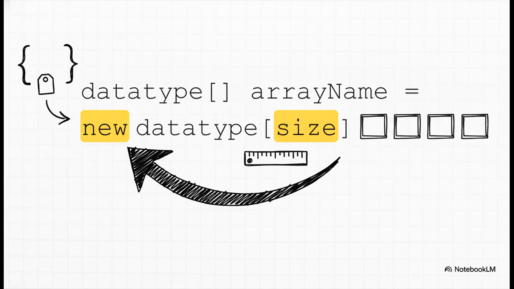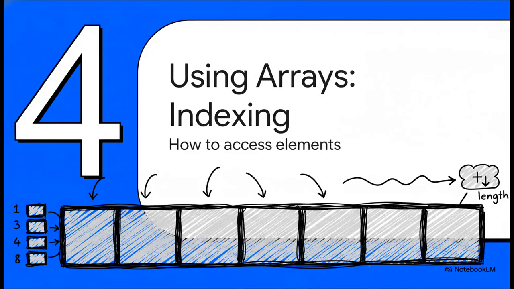That's it. And this is what it looks like in code. You start with the data type, like int or String, followed by those square brackets. Then you give your array a name. The really important part is this new keyword. That's the command that actually tells the computer, hey, go find a chunk of memory for this array. And you tell it exactly how big it should be. It's all happening right when your code is running. Awesome. So now we know how to build a shelf.